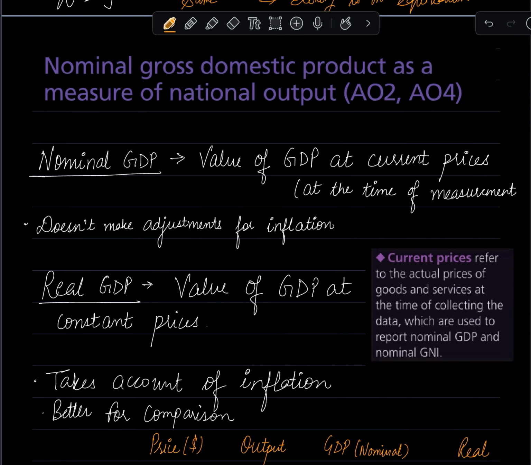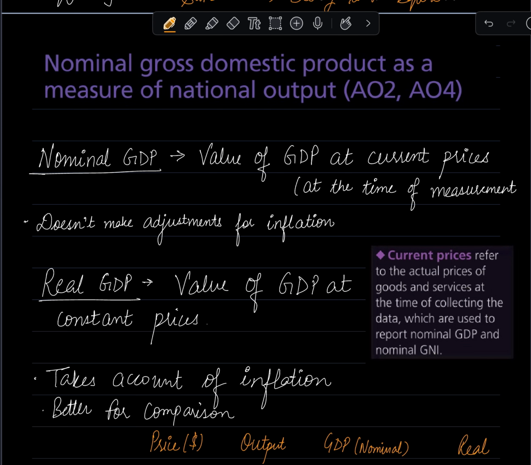Now the next topic that we are going to start is nominal GDP and real GDP. GDP, as you all know, is the value of goods and services produced in an economy over a period of time. Nominal GDP means when we are talking about value, we take price and quantity both. And when we say nominal, it means the prices that you are taking are current prices. GDP taken at the current prices.